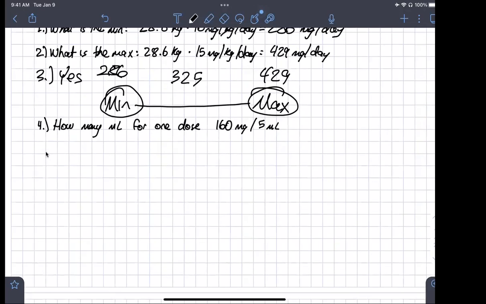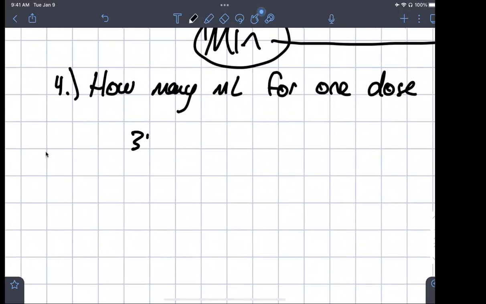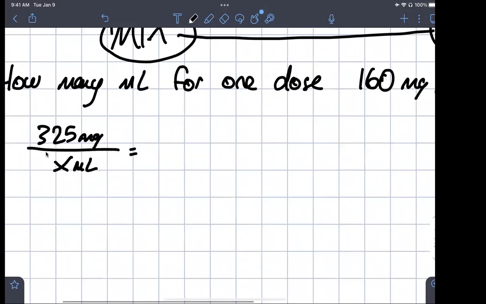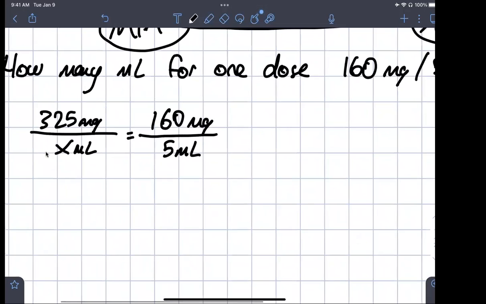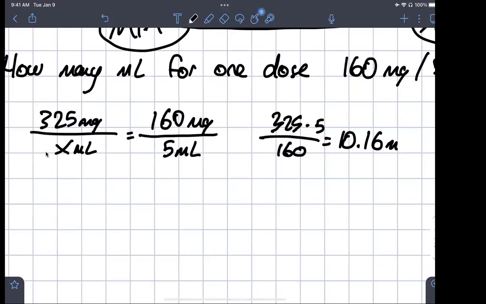So the physician wants how many milligrams? The physician wants 325 milligrams. We don't know how many milliliters we're going to provide to the patient, but we're going to calculate it. And then we know that our product comes in 160 milligrams for every 5 mils. So we will take 325 times 5 divided by 160. And you will get 10 point, we'll call that 16 mils. Okay, that is the answer.